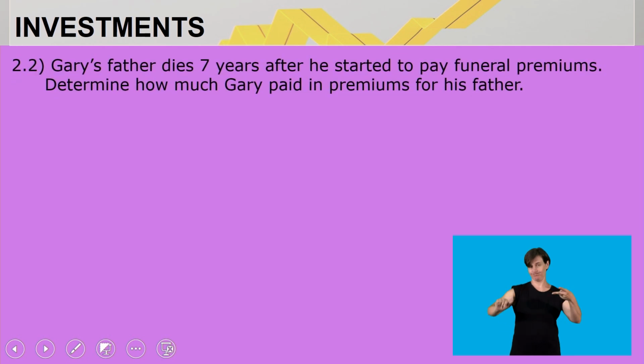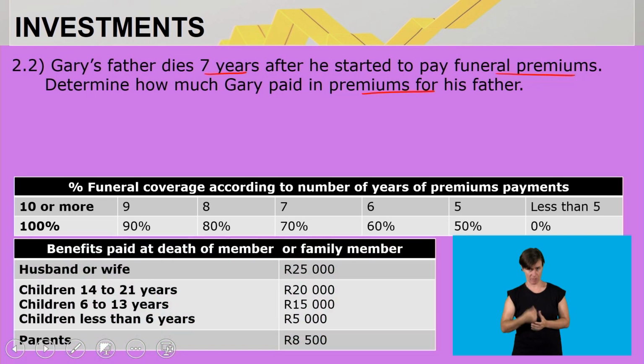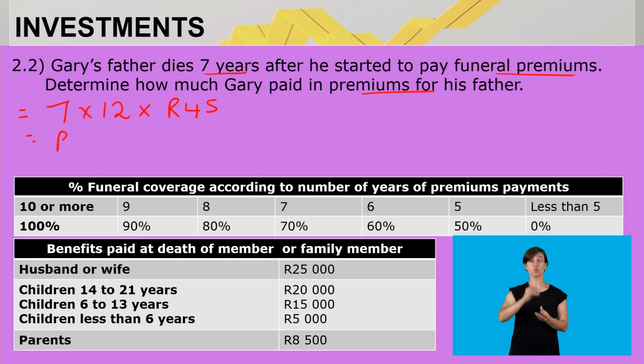Let's look at our second question. At question 2.2, Gary's father dies 7 years after he started to pay funeral premiums. Determine how much Gary paid in premiums for his father. I just included the table again, but please note it's 45 Rand. It's 7 years, multiplied by the 12 months per year, multiplied by the 45 Rand for his father. We agree? So let's type that in. 7 multiplied by 12 multiplied by 45 will give us a total of 3,780 Rand. This is how much he contributed in terms of funeral premiums. I hope that is clear to you.